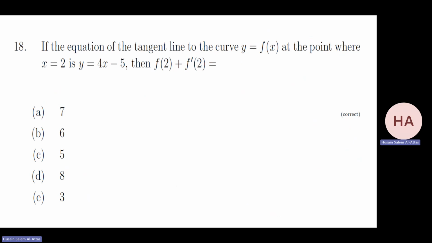Now the equation of the tangent line to this curve at the point where x equals 2 is this. He gave me the equation of the tangent line. This is the equation of the tangent line at x equals 2. So this is my point of tangency. What he wants is f at 2 and f prime at 2. Okay.